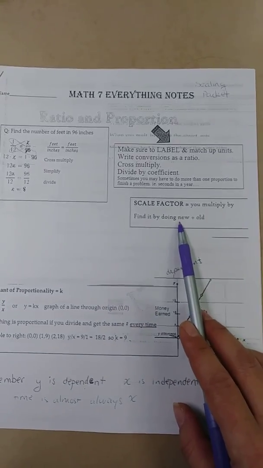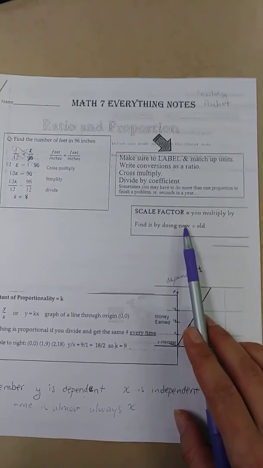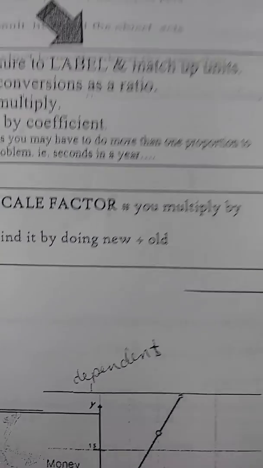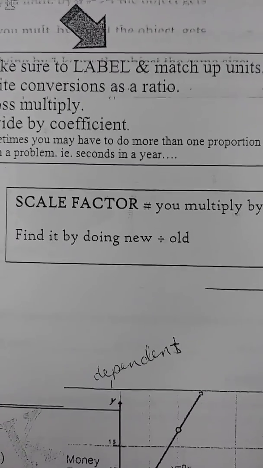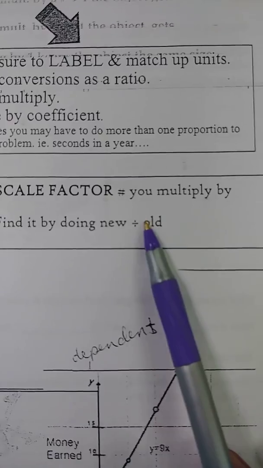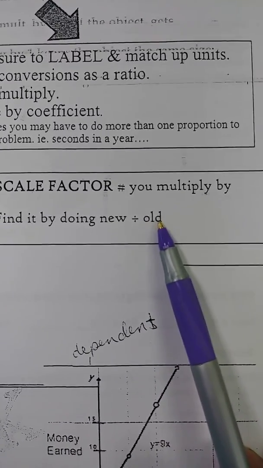But today we're going to do scale factor, and this is everything you need to know. This is it, legit, right here. Scale factor is the number you multiply by, and if you don't know that number, you can find it by doing whatever the new number is divided by the original or old number they gave you.